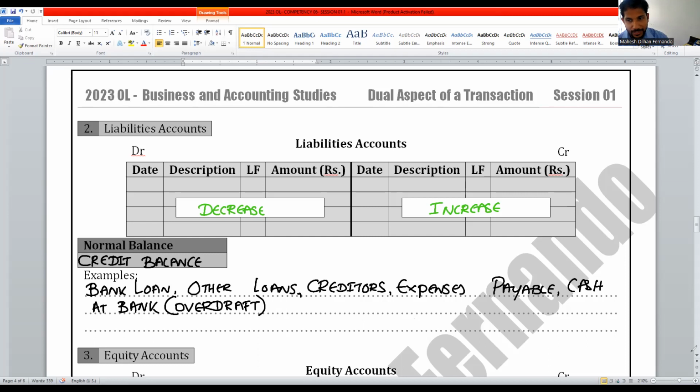Now what I've told you: liabilities, decrease is found in the debit side, increase in the credit side. Let's say you have obtained a bank loan.